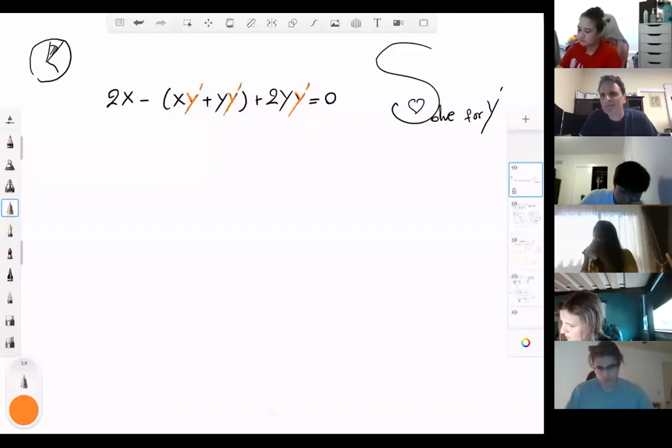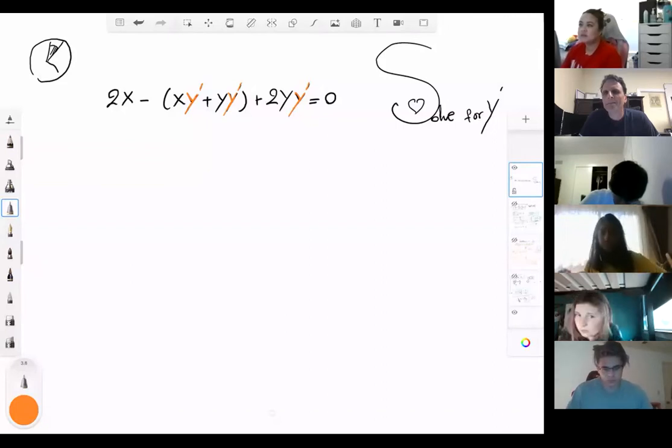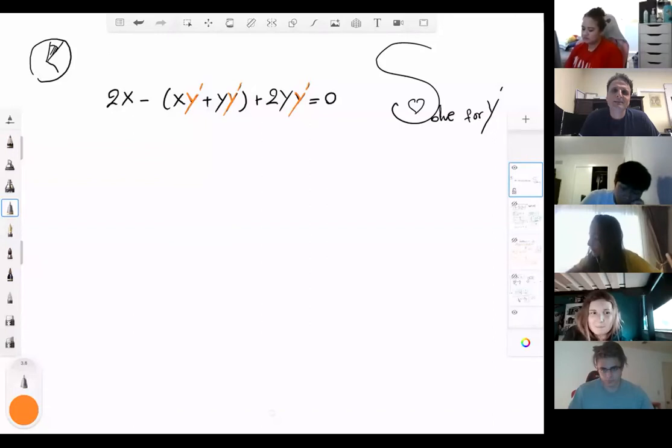Anybody solve this? Lindsay, did you solve it? I'm still trying to figure it out. Very good. That's a good point. It looks complicated to me as well.